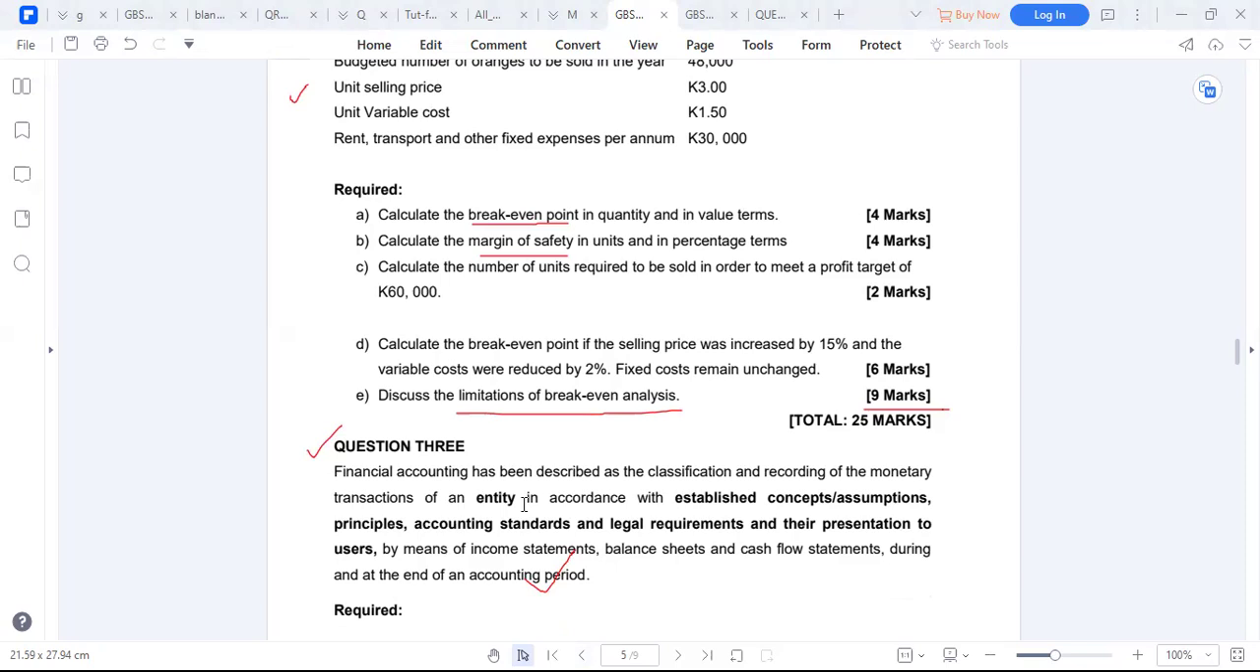Another limitation is that it doesn't consider other factors like demand, competition and changes in consumer preferences. These also have an impact on business operations. Break-even analysis also has a limitation in that it provides insights based on a static snapshot, a pictorial imaginary snapshot. It doesn't take into account the dynamic changes in the environment that can change over time.